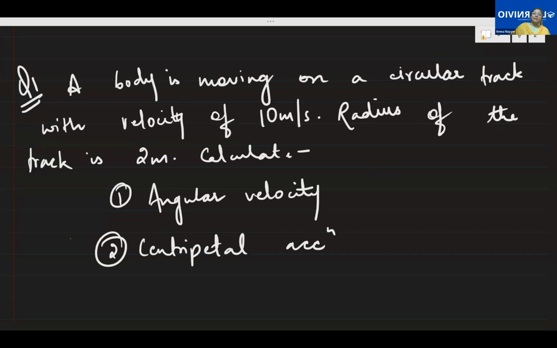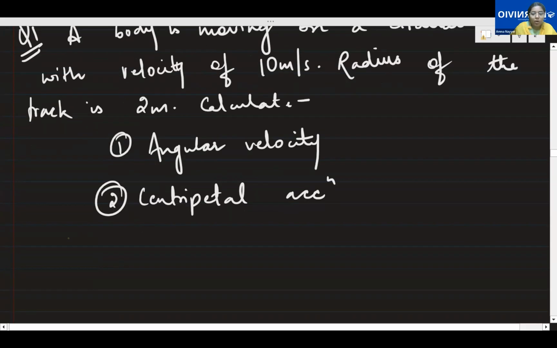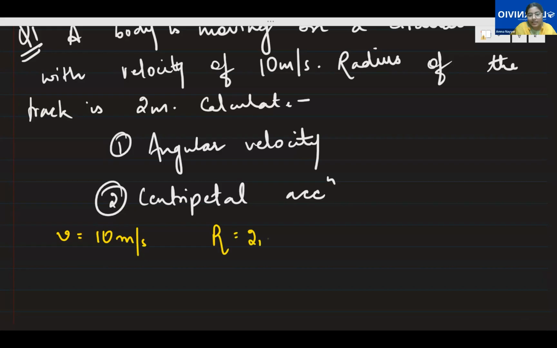Okay, look, this says a body is moving on a circular track with a velocity of 10 meter per second. Radius of the track is 2 meter. Calculate the angular velocity and centripetal acceleration. The velocity is given as 10 meter per second, the radius of the track is 2 meter, and you have to calculate the angular velocity and centripetal acceleration.